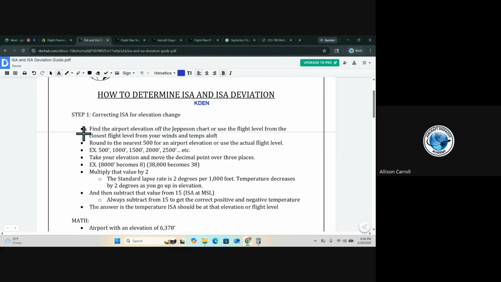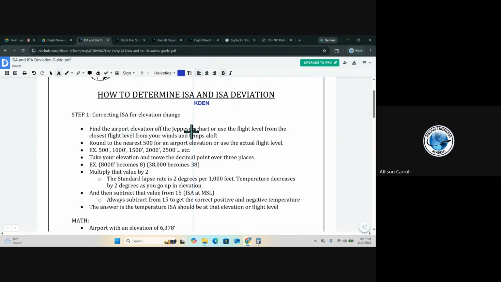And remember, I'll just read this really quick. Find the airport elevation off the JEP chart, or use the closest flight level from your winds and temps aloft. So flight level, we're not up in the air yet, right? We're trying to take off right now. So we are going to use the airport elevation off the JEP chart. Now, when we get up to cruise, that's when we would use a specific flight level, okay? But for climbing, for descending, in and out of our airports, we use the airport elevation.